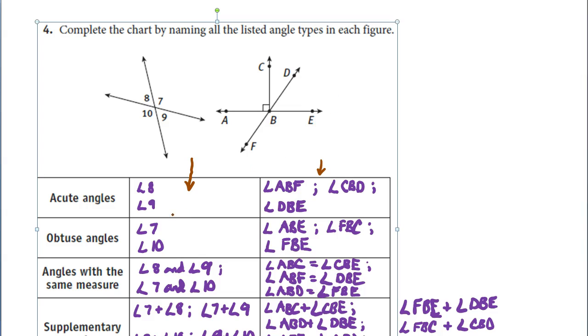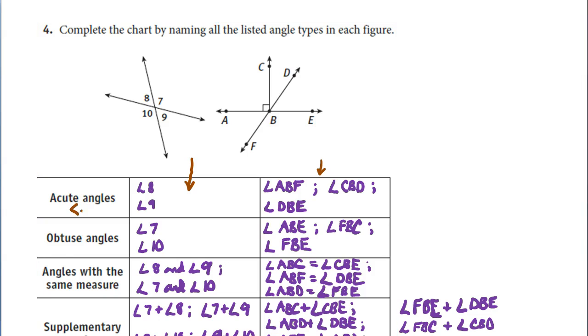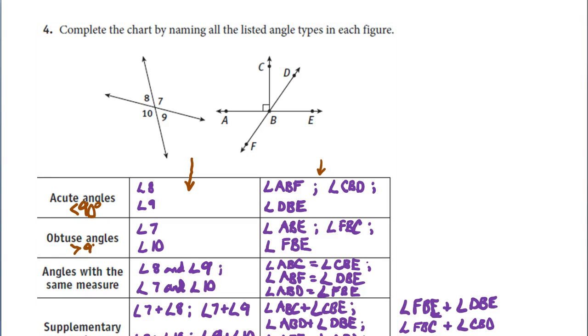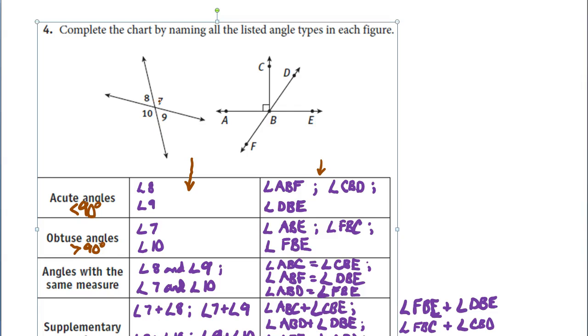Let's tackle the first column. Acute angles, angles that are less than 90 degrees. In this drawing, I think that's angle 8 and angle 9. Obtuse angles, these are angles that are greater than 90 degrees but less than 180. In this drawing, it appears to be angle 7 and angle 10. Angles with the same measure. In this drawing, angle 8 and angle 9 appear to be the same size.